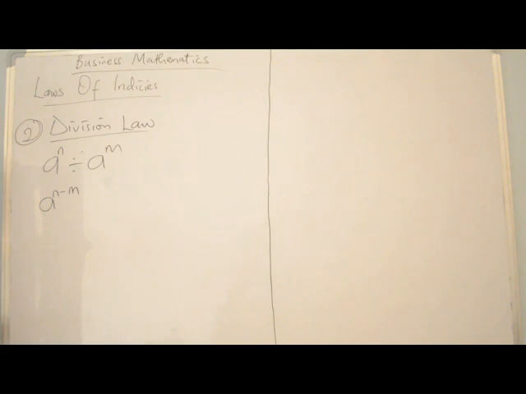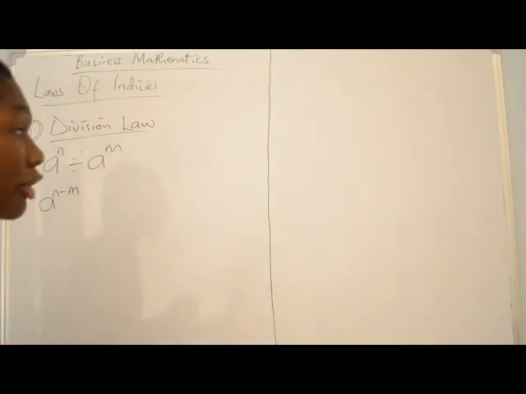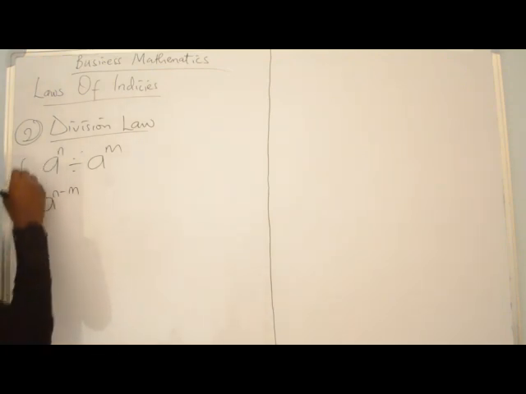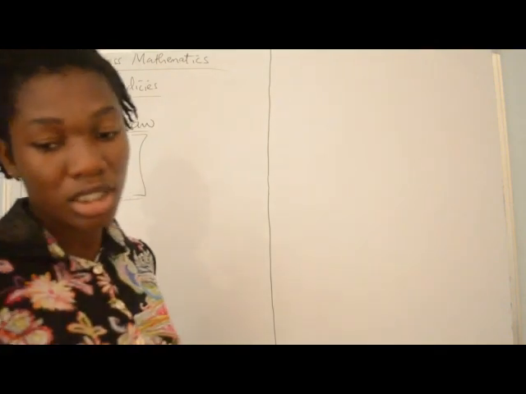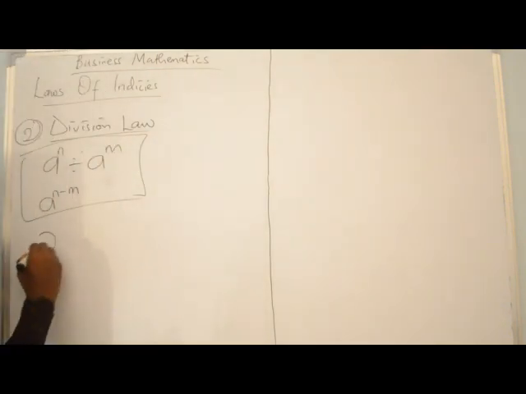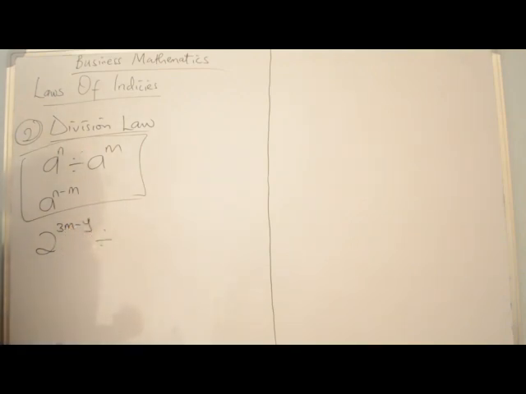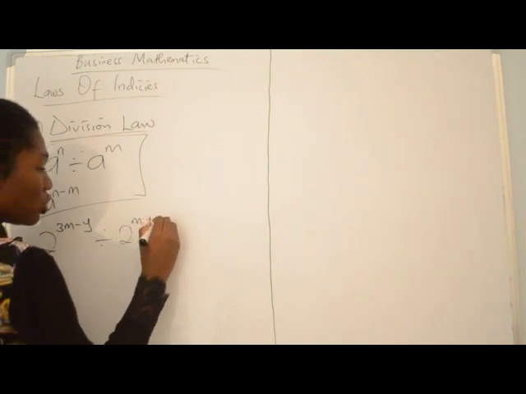So this is what our second law, the division law, holds: that when dividing numbers with the same base, we subtract the power of the denominator from the numerator. Now I'm going to give a very brief example. We have 2 raised to power 3m minus y divided by 2 raised to power m plus y.